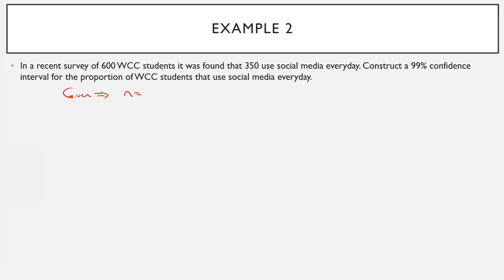All right, what's our sample size here? How many students did we talk to? To answer the question in your form, yes, you can use a calculator for all your work. I would prefer you to use the calculator for all your work. How many students use social media every day?